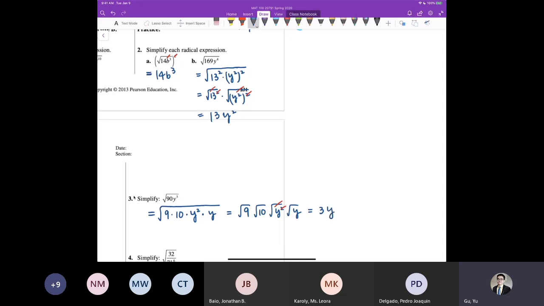As for the other two parts, square root of 10 and square root of y, because these two are irrational numbers, they're not perfect squares, you can't get rid of the radical sign, so you put them together. I will put them back inside as a product, radical 10y. And that will be the final answer to number 3. Any question about number 3?